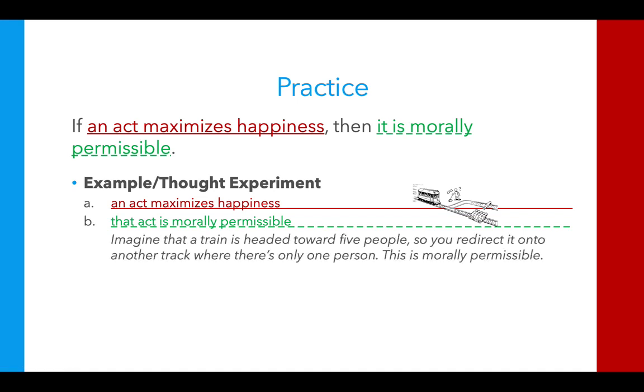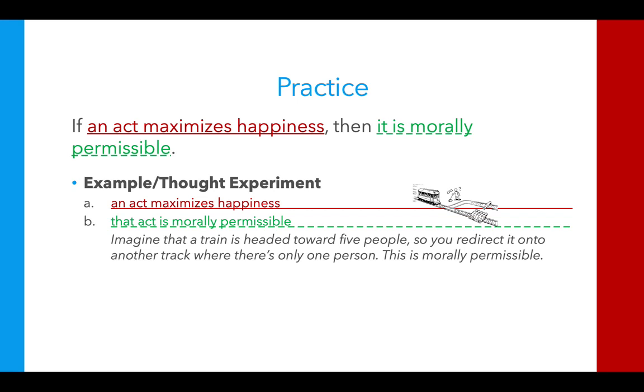The utilitarian thinks you should. So when we imagine this scenario where the train's headed towards 5 and you redirect it where there's only 1, it seems like you're doing something morally permissible. At least about 90% of people tend to think in this case that that would be morally permissible to do. And so we're giving some support for the claim that acts that maximize happiness are morally permissible.